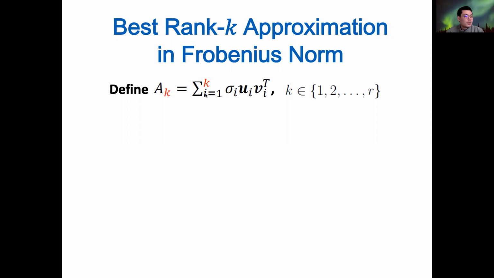Now we only consider up to k. Originally it's r, so we go from r to k. This gives you A_k.